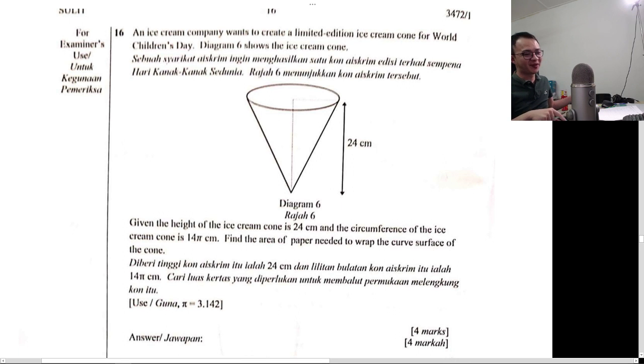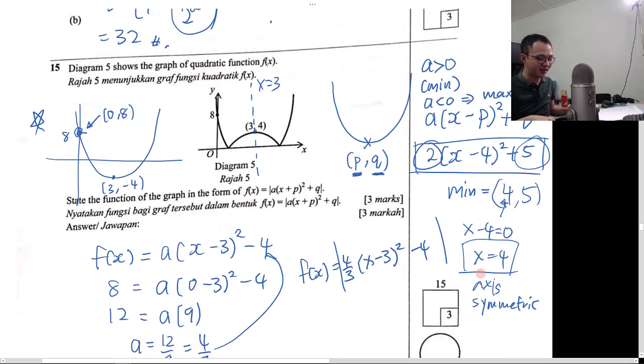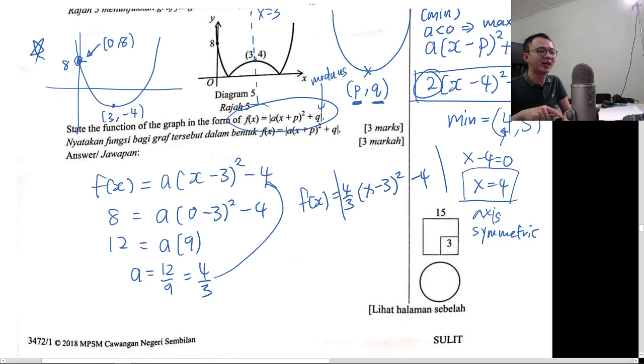If there is no modulus, you will definitely lose a mark, because they ask you to state this formula, right? The formula itself has the modulus. So how can your final equation not have the modulus? How to get 4/3? Basically, you just substitute the y-intercept into the first equation. Substitute the coordinate (0, 8) into this equation. Solve it, and you will get 4/3.